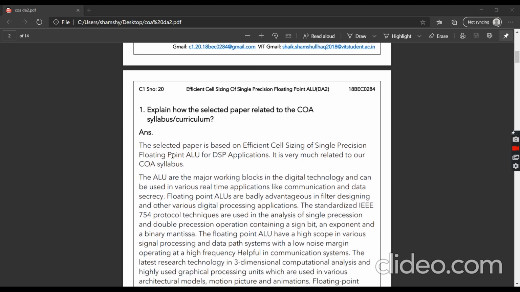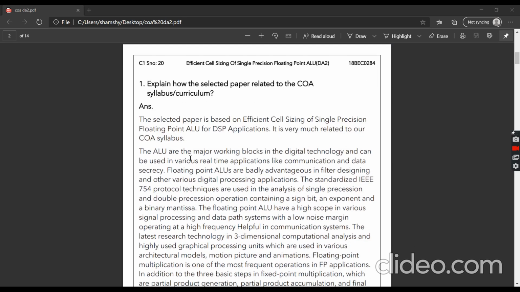Here's the explanation. The selected paper is based on the efficient cell sizing of the single precision floating point ALU for DSP applications. It is very much related to our COA syllabus. ALUs are the major working blocks in digital technology, and can be used in various real-time applications like communication and data secrecy. Floating point ALUs are advantageous in filter designing and other digital processing applications. The standardized IEEE 754 protocol is used in the analysis of single precision and double precision operation, containing a sign bit, an exponent and a binary mantissa.